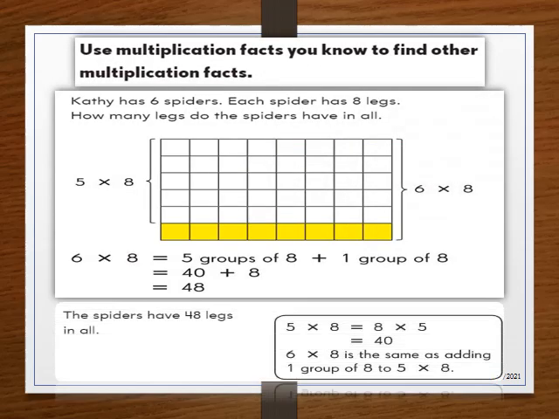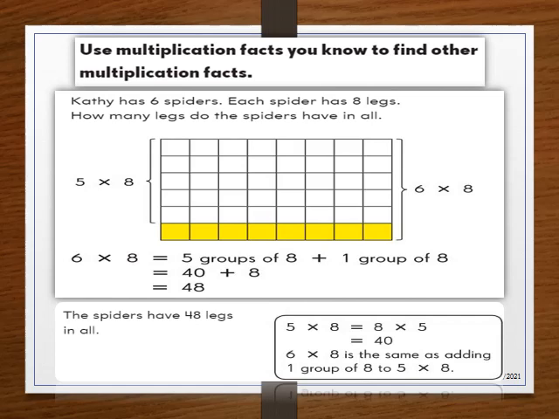Another way for the multiplication, which is a very easy way, okay, is a multiplication fact. Here again we have, Kathy has 6 spiders. Each spider has 8 legs. How many legs do the spiders have in all? So we said, if I have the same number repeated several times, I will not keep on adding the same number. I will use multiplication.